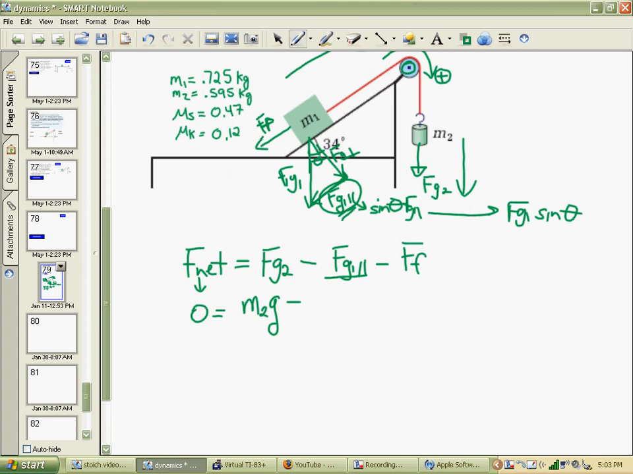Well, FG1 is m1g, sine of theta, which is 34 degrees. This is going to go in my formula right here: m1g sine theta.